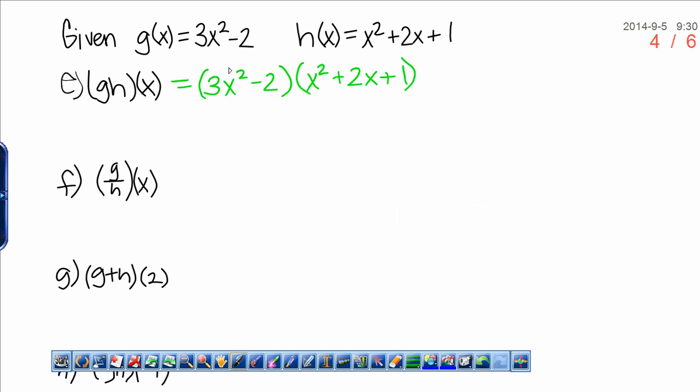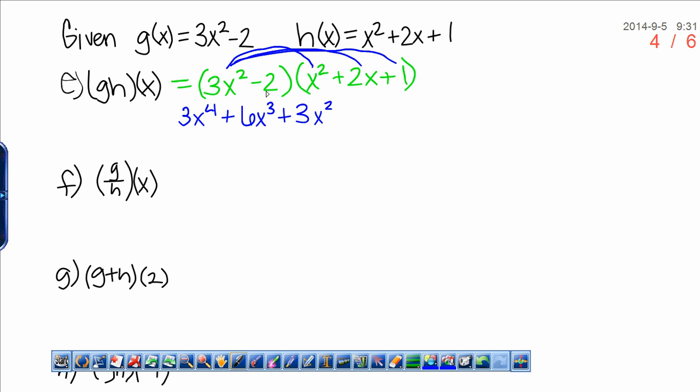So let's start by distributing the 3x squared to each one. So 3x squared times x squared gives me what? 3x to the fourth. Good. x squared times x squared is x to the fourth. How about 3x squared times 2x? 6x to the third. Good. 3 times 2 is 6, and then x squared times x is x cubed. And then 3x squared times 1 is going to be 3x squared. Okay, now what do we do?